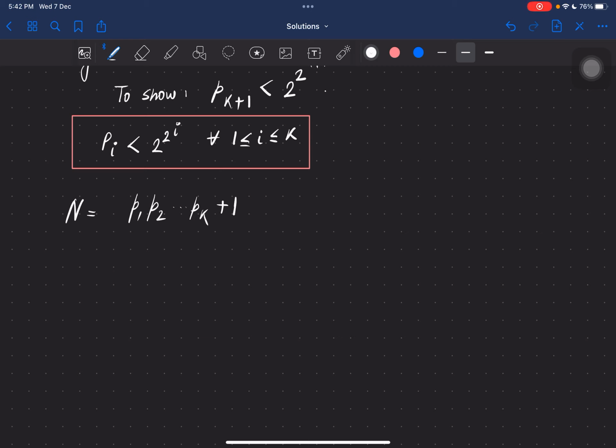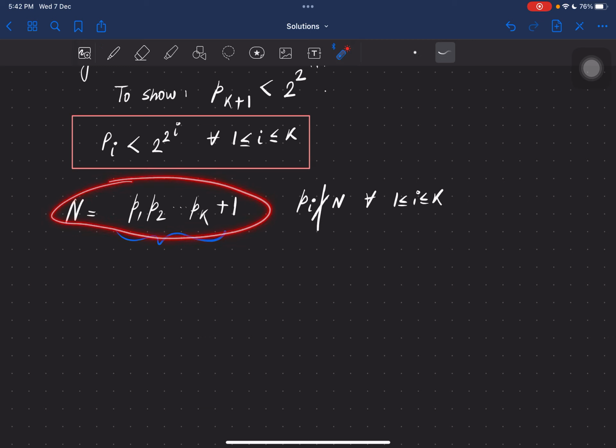Here the usual logic is, pi does not divide N for all 1 less than or equal to i less than or equal to k. This is by construction of N, right? If you go through this number, p1 does not divide this, because p1 divides the first part, but plus 1 we have. Similarly for any i, pi does not divide N because of this formation. Here pi will divide this part, but pi will not divide this part. So that is the thing.